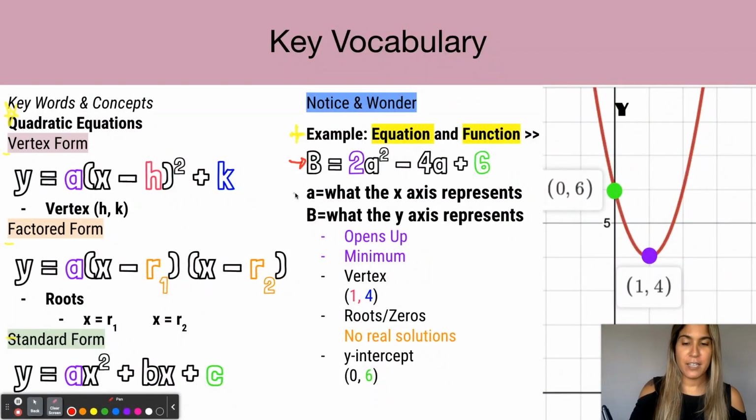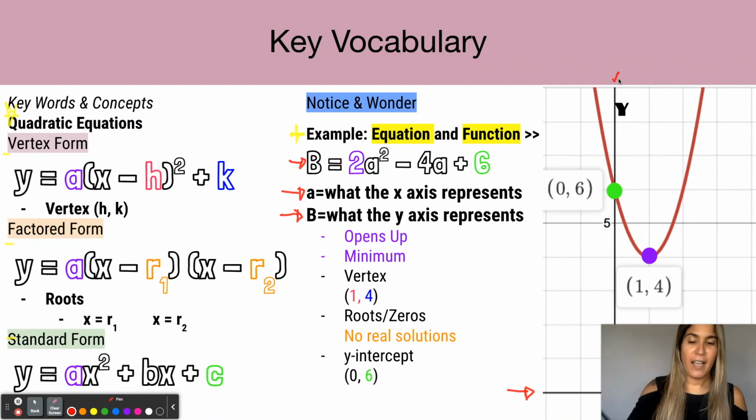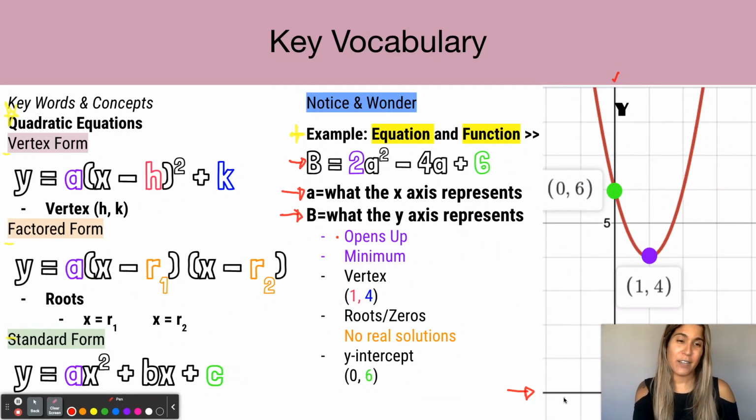Here I want you to take note that your a represents your x-axis, and your b represents your y-axis. When I graph it, it graphs the same as if I had used x and y. My graph opens up. It has a minimum point, which is (1, 4). It has no real solutions because it doesn't cross the x-axis. And the y-intercept is at (0, 6).